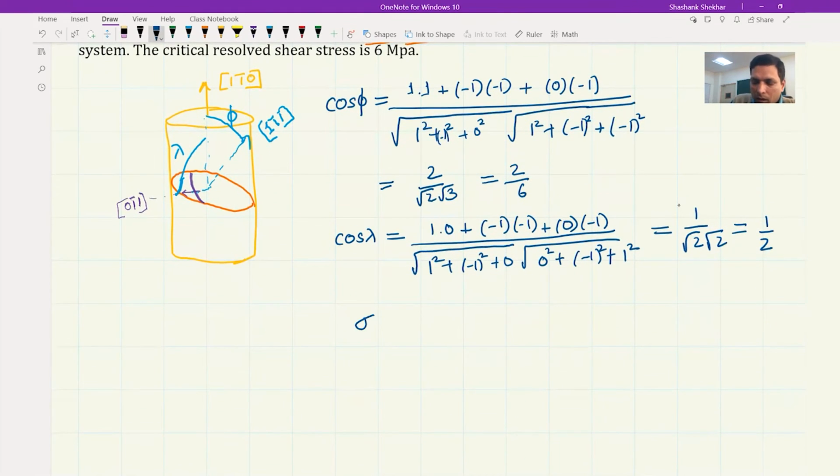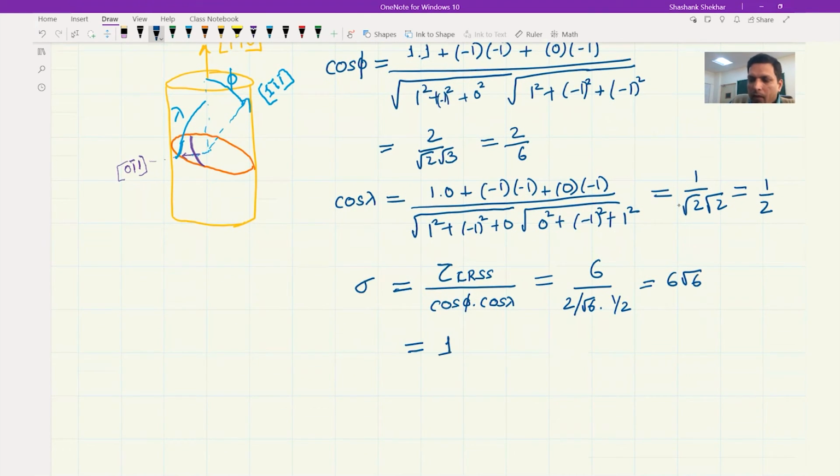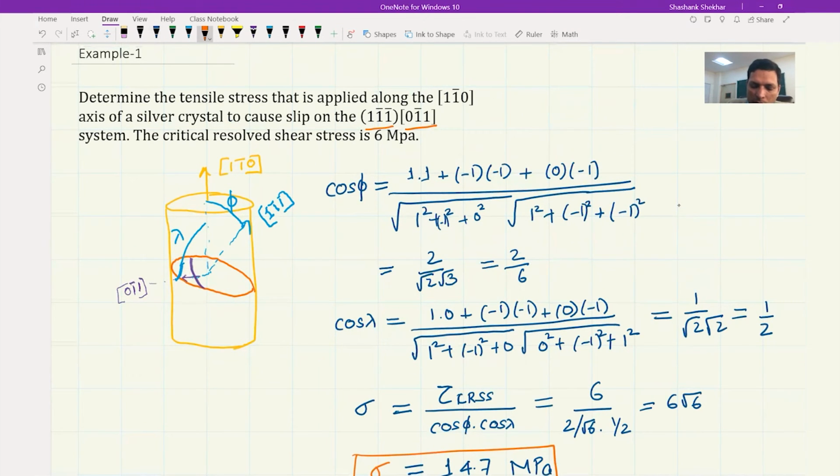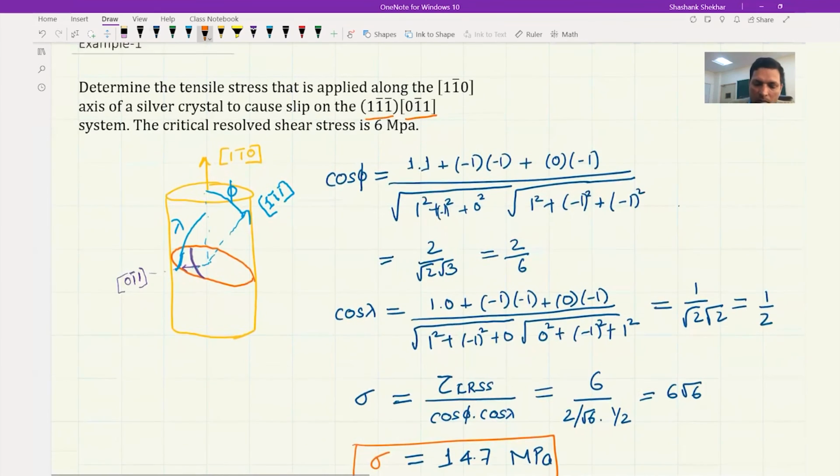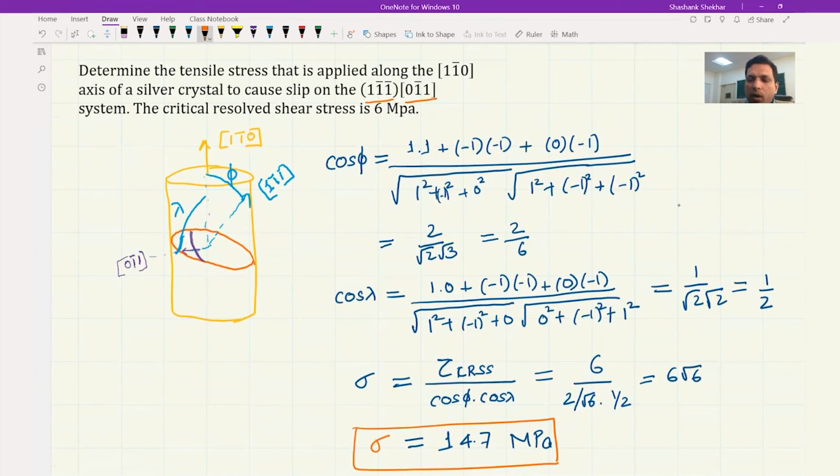So we know that sigma is equal to tau CRSS by, assuming that this is the normal stress that will cause the dislocation to move, we have used CRSS, and the CRSS is given to be 6. Therefore, this is 6 by 2 by root 6 into 1 by 2, and this comes out to be 6 root 6, equal to 14.7 megapascal. So if we have a dislocation with slip vector along this direction, and this is to be gliding on 1 bar 1 bar 1, then you need to apply a normal stress of 14.7 megapascal along 1 bar 1 0 for it to move the dislocation. That is what this example tells us.